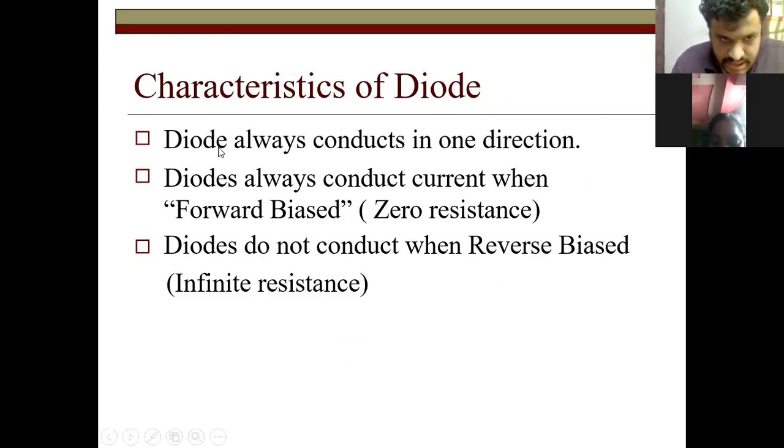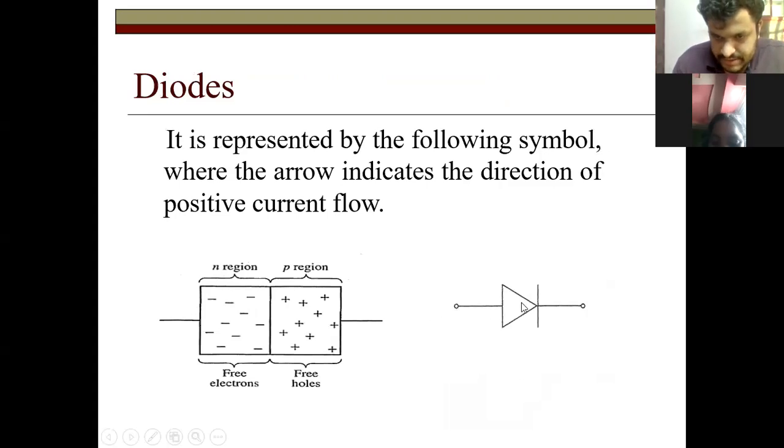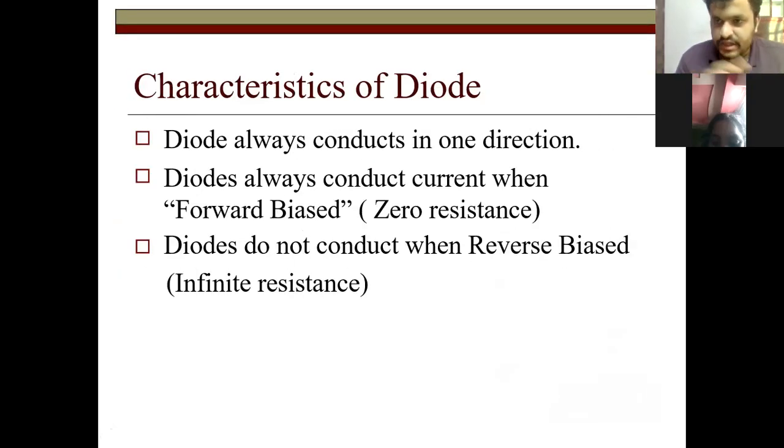The first thing to study is that a diode will always conduct in one direction. This is the symbol of a diode. The triangle indicates the current passes in this direction, from left to right. In some diodes it will be from right to left. The important point is that a diode always conducts current in one direction only, either left to right or right to left.